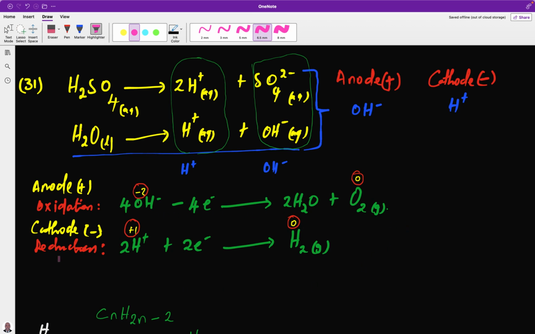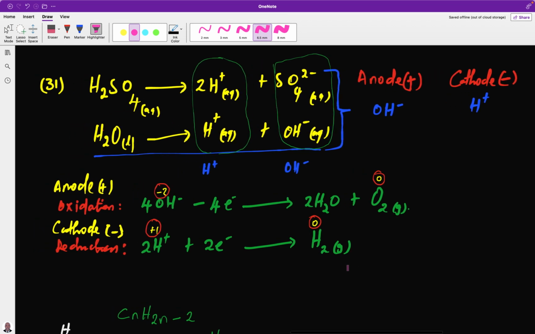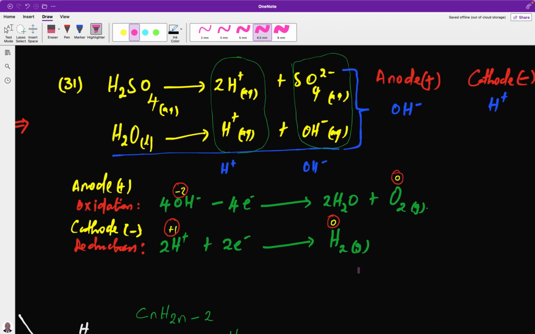Then at the cathode, it's going to undergo reduction. How is it going to undergo reduction? The hydrogen ion is going to gain electrons this time around, and it will now result in hydrogen gas that is released at the cathode. So now our answer is oxidation is going to be taking place at the anode.